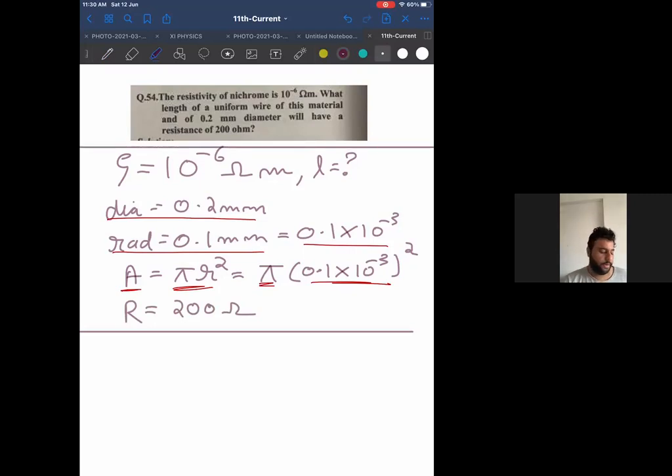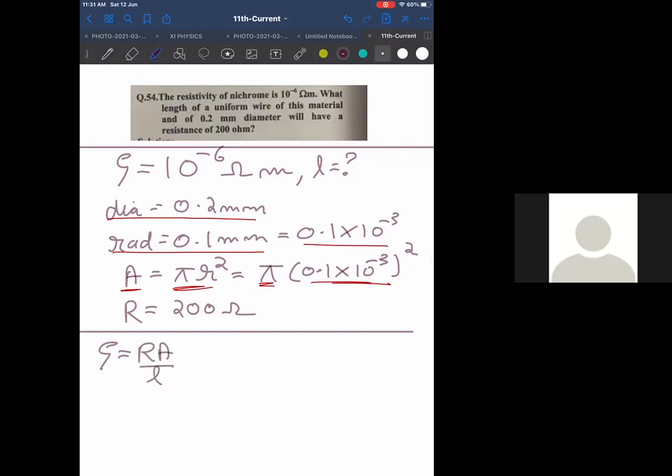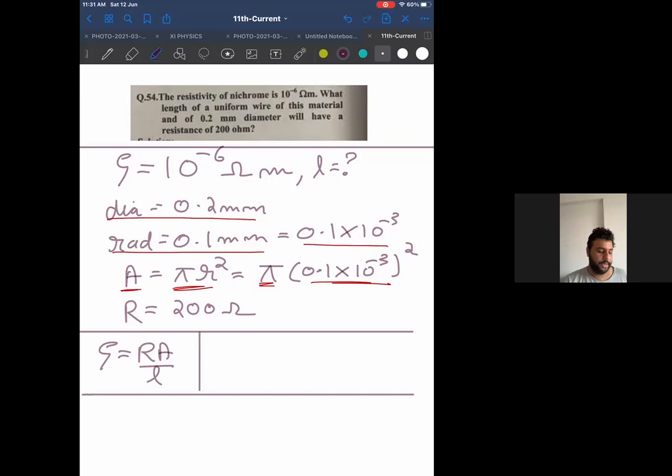And I know the formula for my resistivity is rho equals RA by L. Correct? This is the formula for resistivity, RA by L. Or can I say in this case, L is equal to RA by rho, because I want to find length. So instead of R, I will write R, instead of A, I will write pi r square upon rho. Now you just have to substitute.